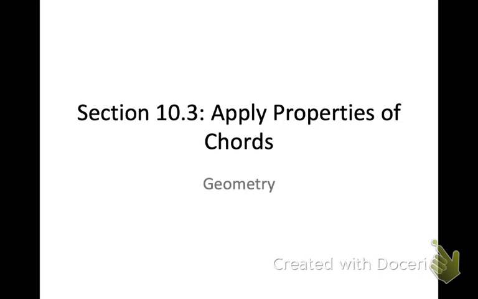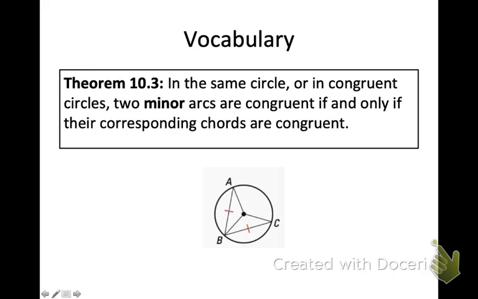10.3, properties of chords. Our first theorem for 10.3 is Theorem 10.3, which says in the same circle or in congruent circles, two minor arcs are congruent if and only if their corresponding chords are congruent.